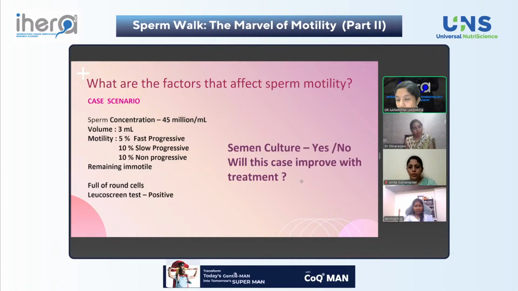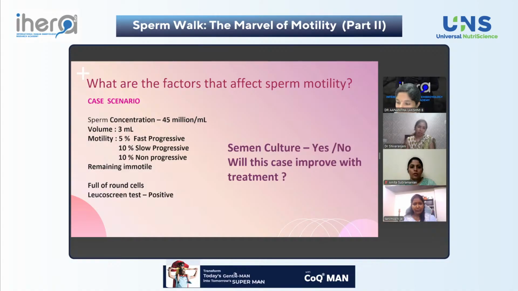Any other panelist, do you want to do culture for this case? Yes, definitely we have to do. Is there any difference in opinion on this? Is anybody doing semen analysis without leucoscreen, directly proceeding with semen culture? Embryologist, Dr. Ram, sir, Dr. Vikram, sir. Yeah, we are doing that, because sometimes it is not possible to see WBC all the time. So many labs won't do leucoscreen also.